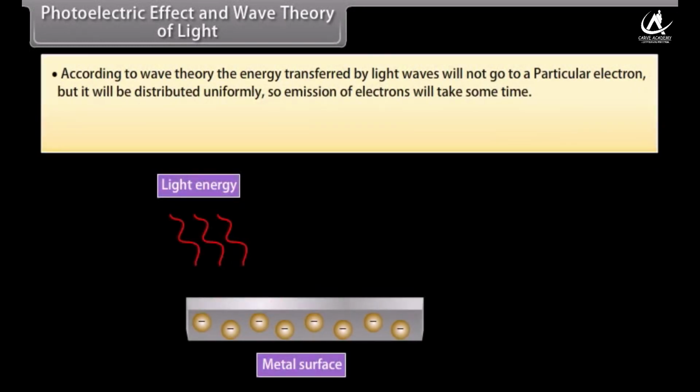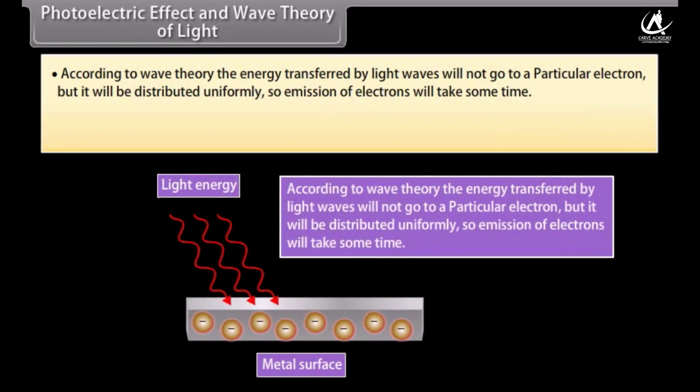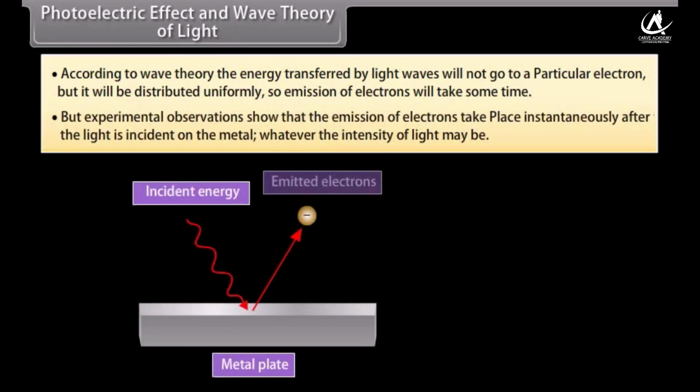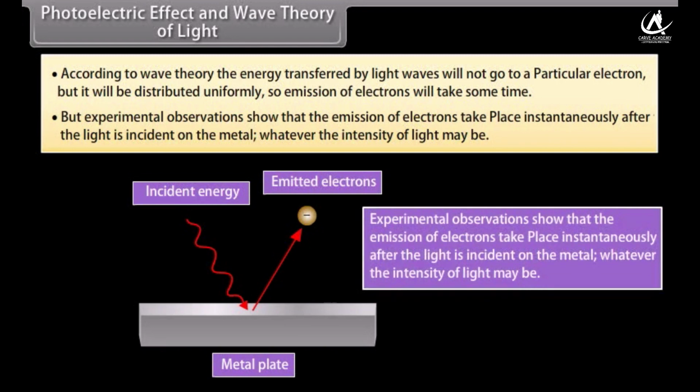According to wave theory, the energy transferred by light waves will not go to a particular electron but it will be distributed uniformly, so emission of electrons will take some time. But experimental observations show that the emission of electrons takes place instantaneously after the light is incident on the metal, whatever the intensity of light may be.